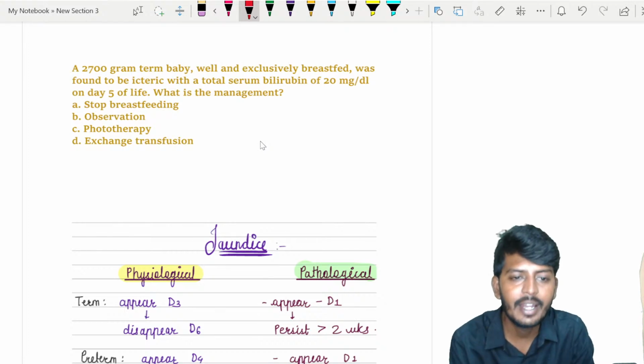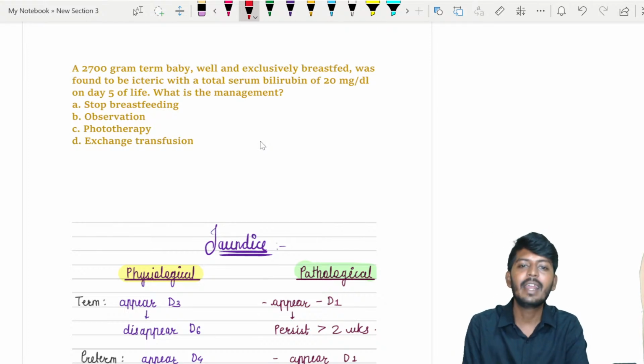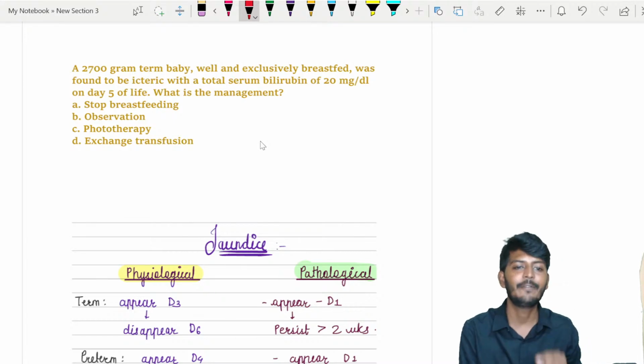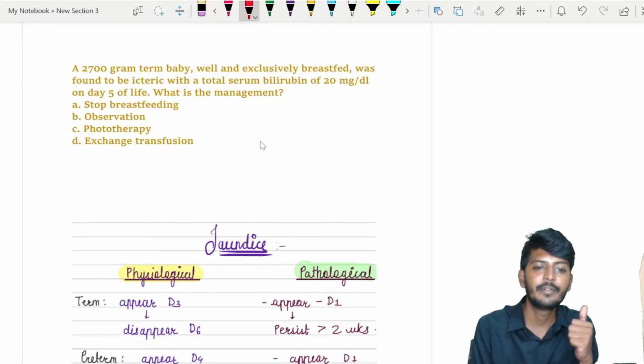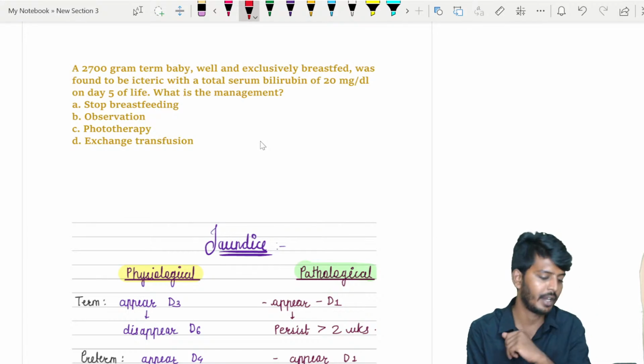A 2700 gram term baby, well and exclusively breastfed, was found to be icteric with total serum bilirubin of 20 mg per deciliter on day 5 of life. What is the management? Stop breastfeeding, observation, phototherapy, exchange transfusion.